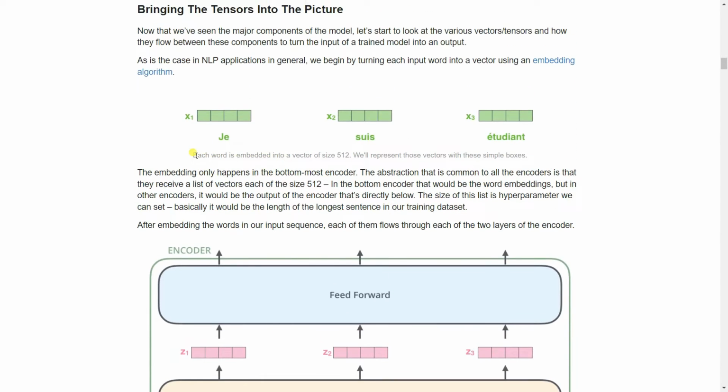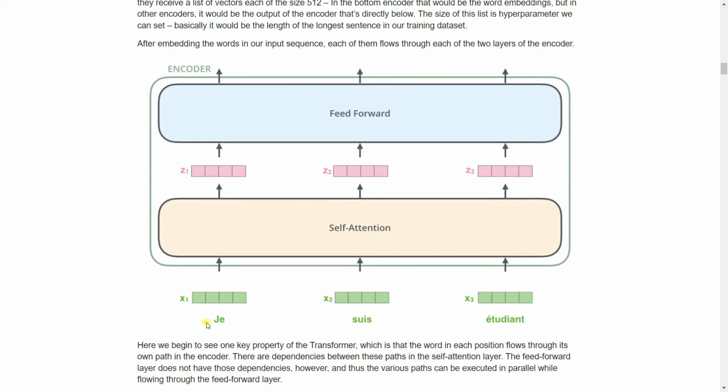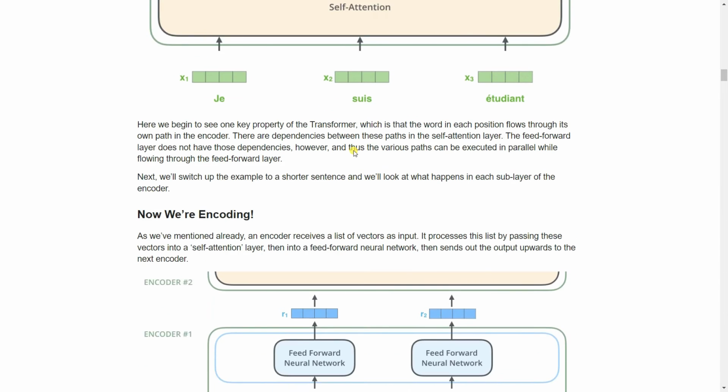Now one question arises here: what is the size of the vector? They clarify that the vector size is 512. They divide this vector into 512, right? Then we are going to pass this vector inside a self attention. When you pass the data inside the self attention, it will give another output vector. Then we can simply pass this vector inside our feed forward neural network. Now after that, what actually happens?